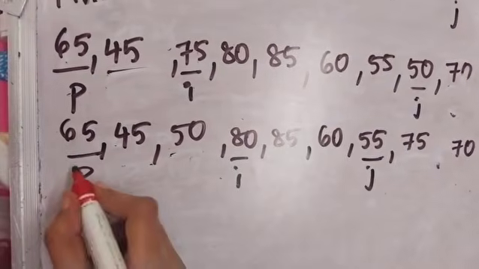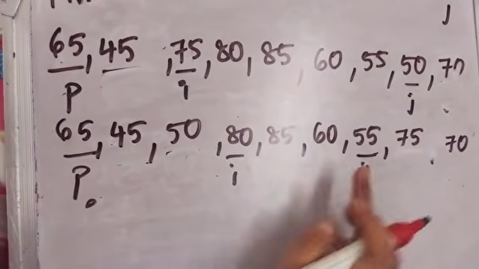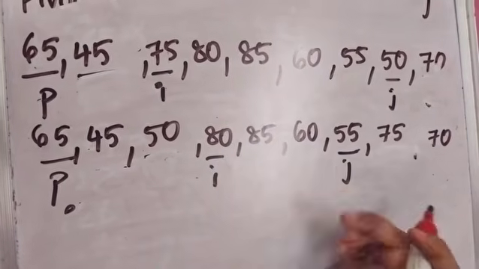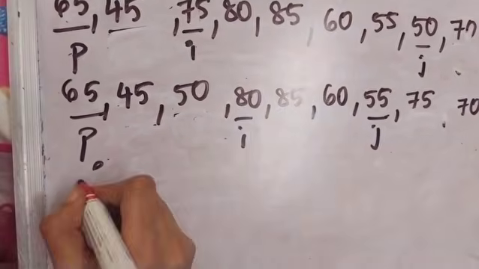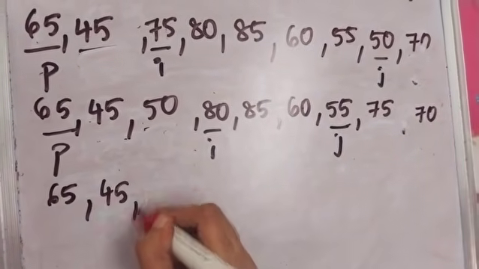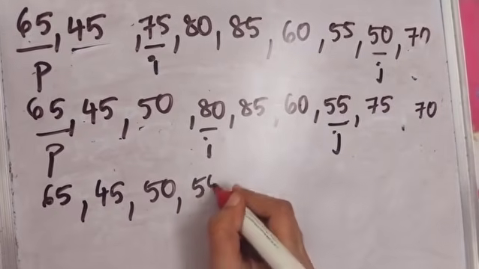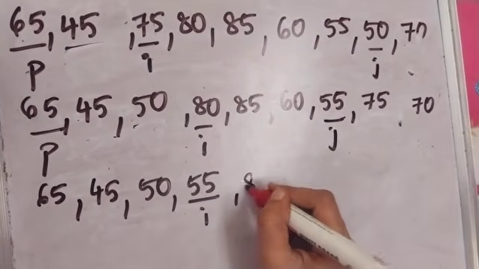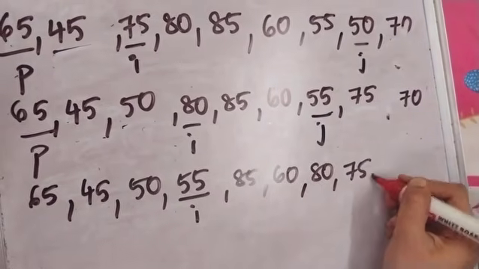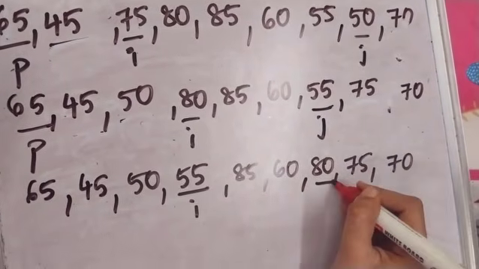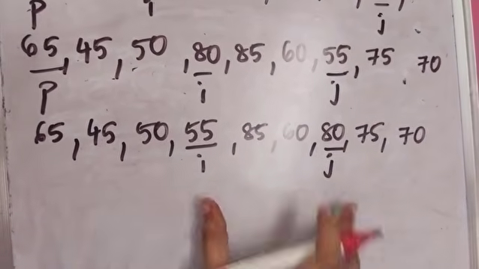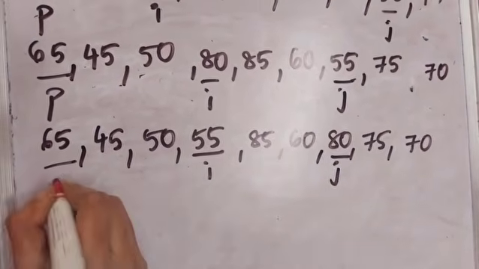Same. Is I less than P? No. Is J greater than P? No. Is I greater than J? Yes. Swap. So let us swap. So this is my J. Now again see, this is my pivot element.